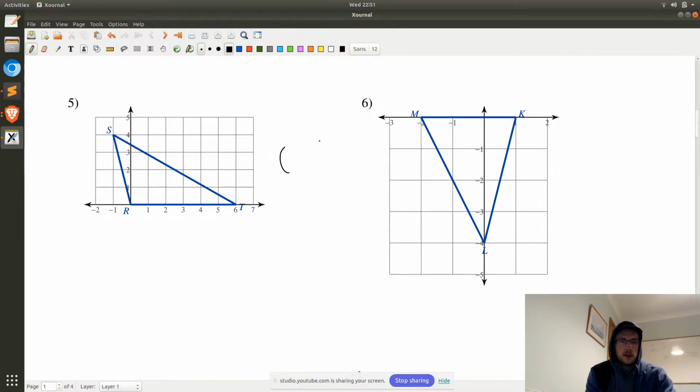In this triangle, the x coordinates are -1, 0, and 6. Add them together, you get 5, and 5 divided by 3 is 5/3. The y coordinates are 4, 0, and 0. Add them and divide by 3, and you get 4/3. So 5/3, which is 1 2/3, which is somewhere about here. 4/3, which is 1 1/3, which is somewhere about here. I will partition that unit square into 9 cells, and it will be that one right there in the bottom right-hand corner.